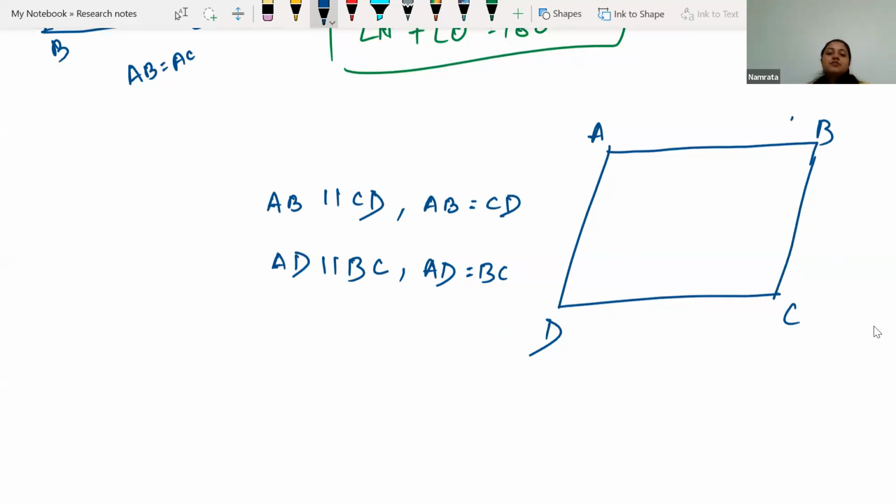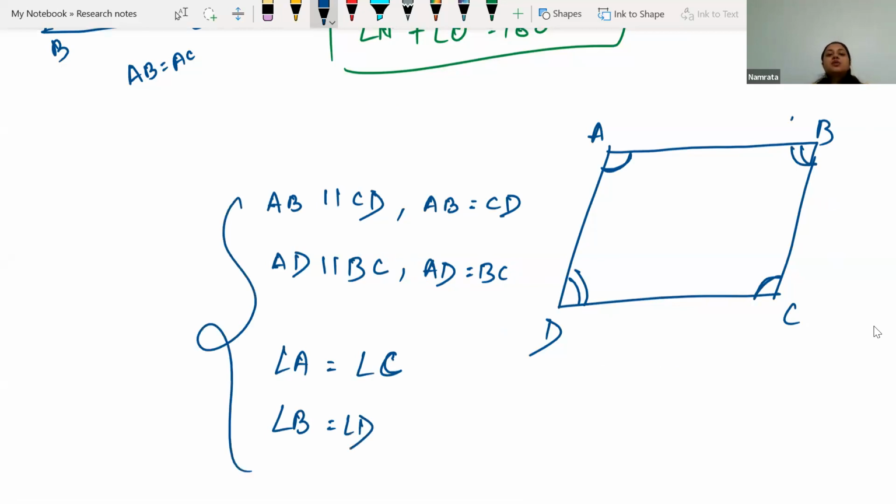Apart from that, here angle A will be equal to angle C and angle B will be equal to angle D. That is also a property of a parallelogram. So opposite angles are also the same in a parallelogram. Angle B is equal to angle D over here. These are the properties of a parallelogram.